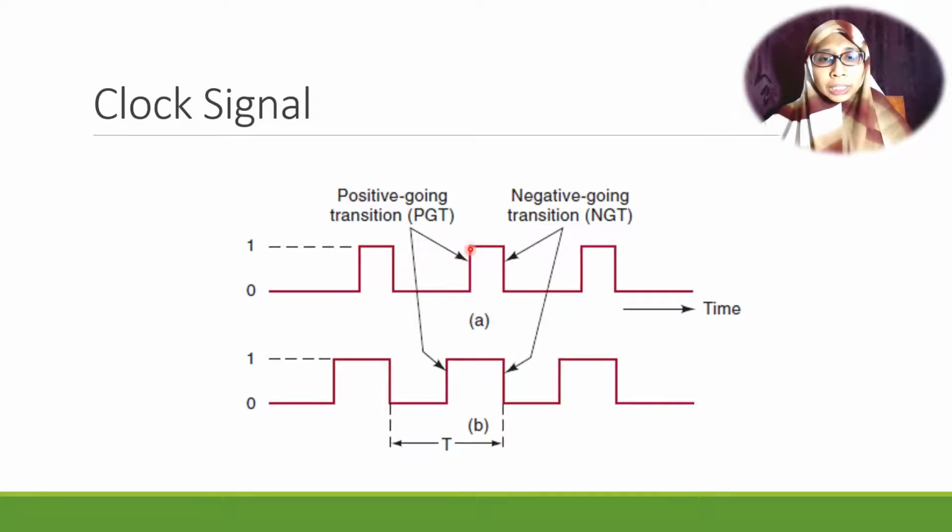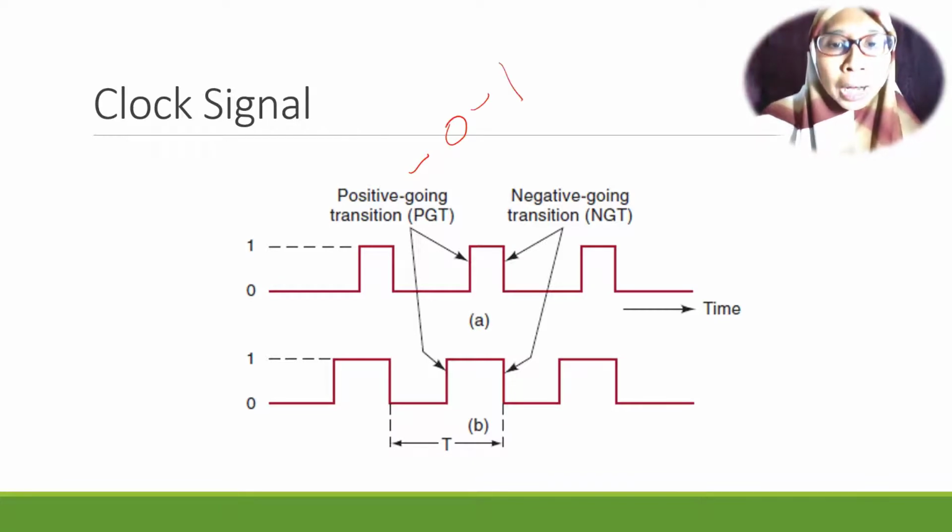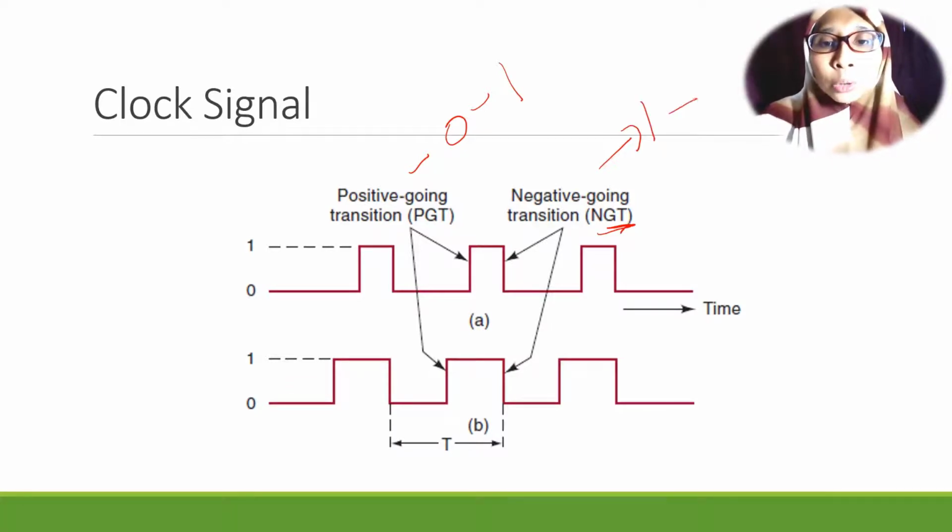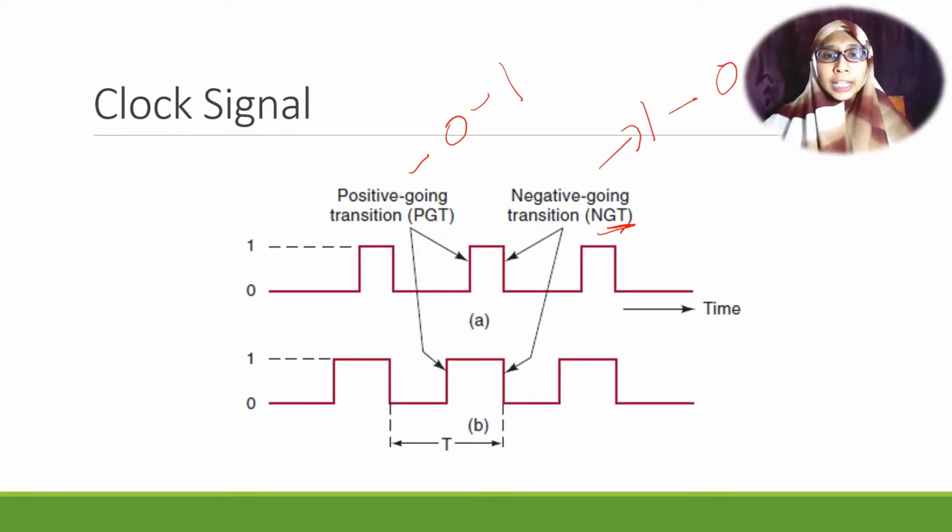So here is a PGT, which is a signal moving from 0 to 1, and the NGT is a transition from 1 to 0. So that's how we differentiate between PGT and NGT. Here you can see we have PGT and NGT. The frame time here is based on the clock that we set, the interval that we want for this system.